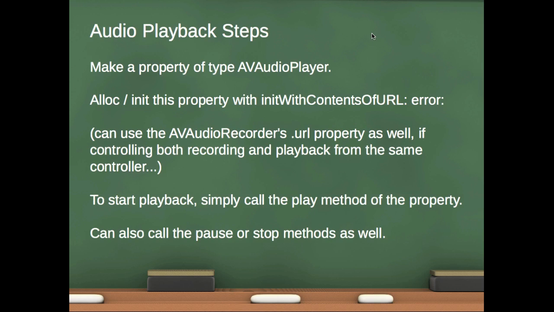Now, playing back is even easier. You need a property of type AV Audio Player, and then you initialize the property after you allocate it with contents of URL and error. Now the URL here is the URL to the file that you want to play back. If you just want to play back the file you just recorded and you're in the same controller, you can use the AV audio recorder's URL property and play back what you just recorded. So if you're in the same controller, this is a very slick way to play back exactly what you just recorded. Otherwise, you need an actual URL pointing to the file that you want to play.